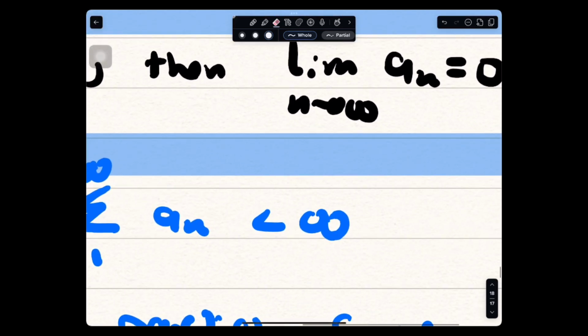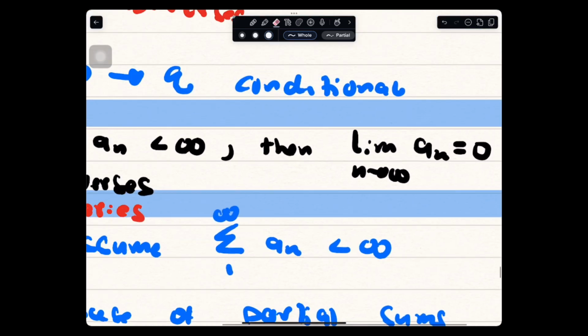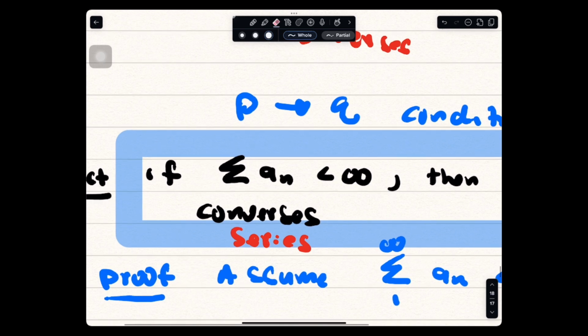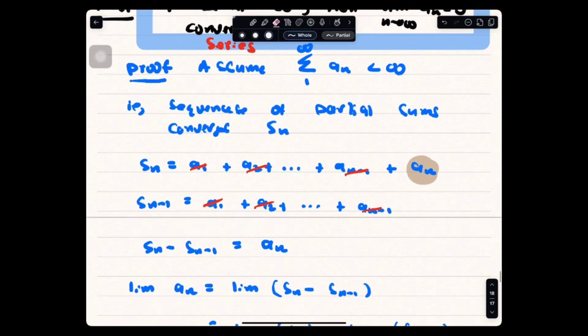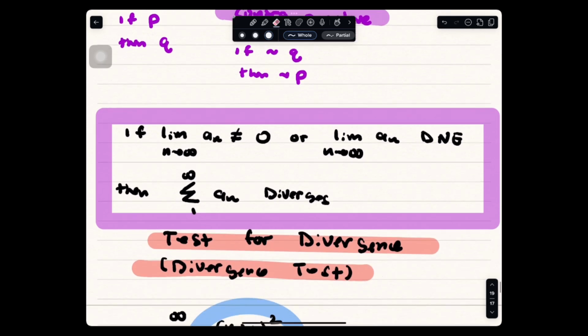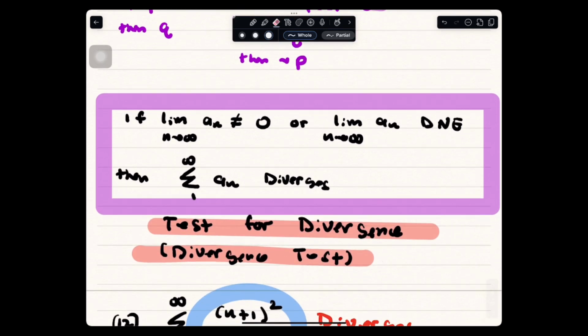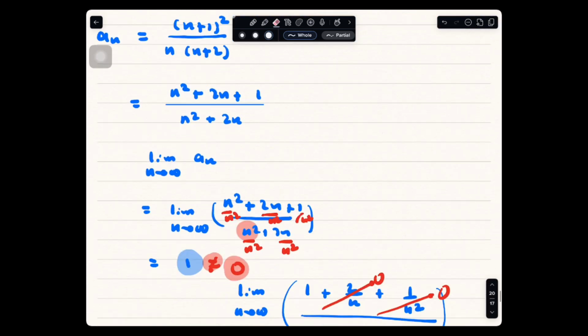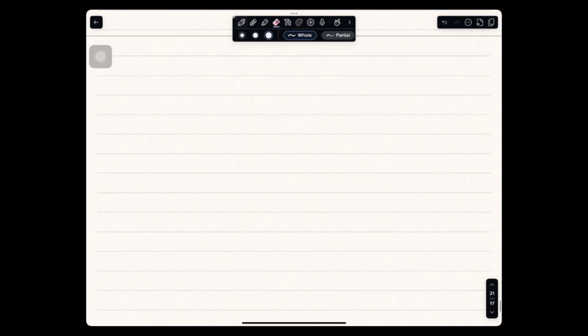So a lot of times students just look at this. They want to read it backwards. They want to say, oh, if the limit of an is 0, then the series kind of converges. Nope, it doesn't. You can only use the contrapositive statement. And that contrapositive statement is if the limit is not 0 or the limit does not exist, because that's the negation, then the series diverges. That's the negation of P. Very, very powerful logic here in math. And that's the kind of stuff you learn in a geometry course, by the way, in case you didn't know.